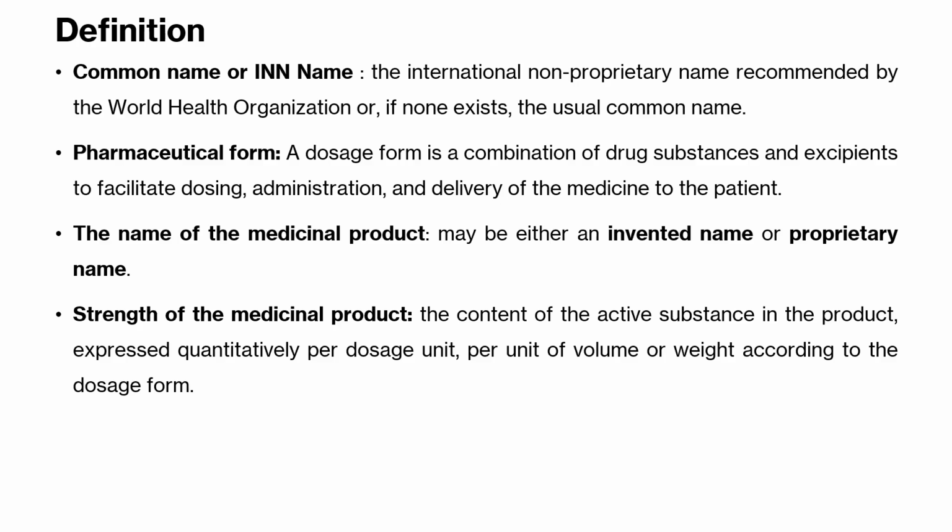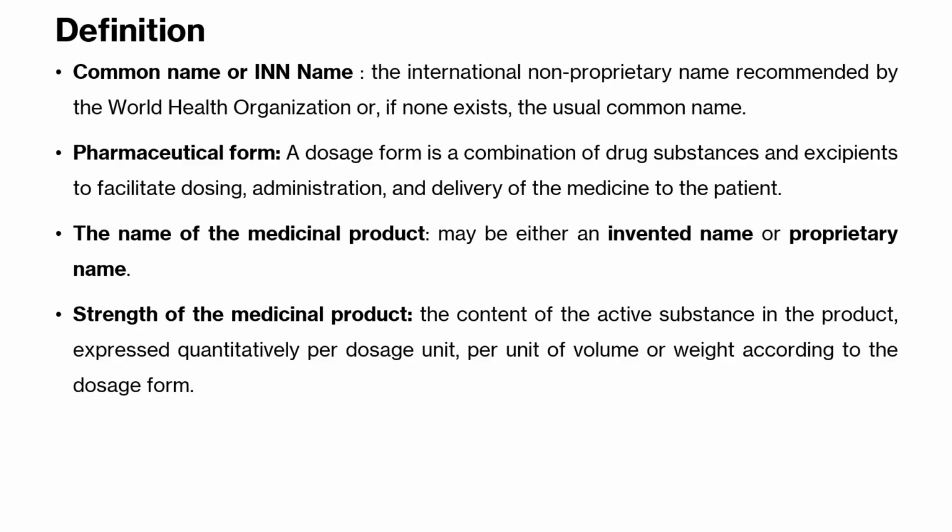The strength of the medicinal product is the content of the active substance in the product. It is expressed quantitatively per dosage unit or per unit of volume or weight according to the dosage form. For example, for tablet and capsule, it is expressed in terms of per dosage unit, like milligram per tablet or milligram per capsule.